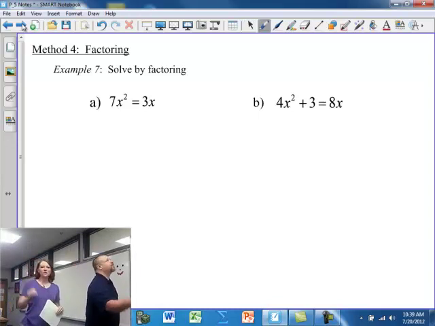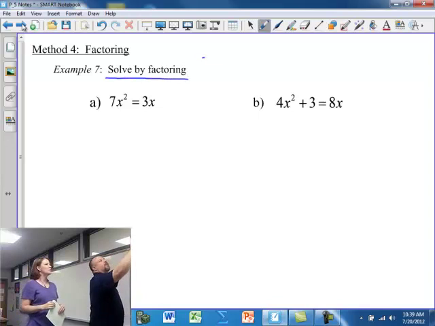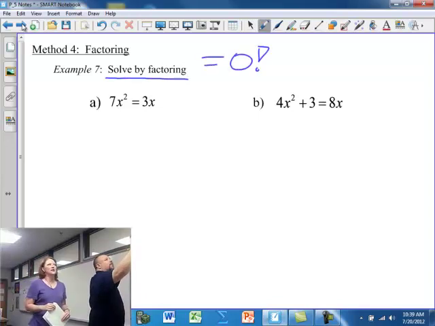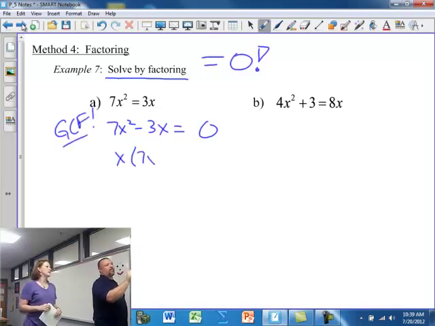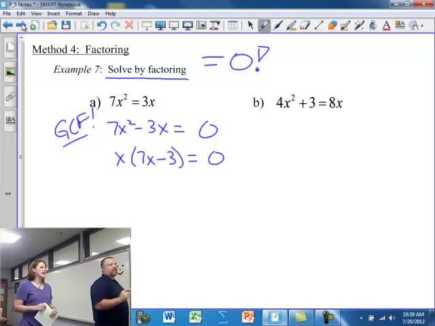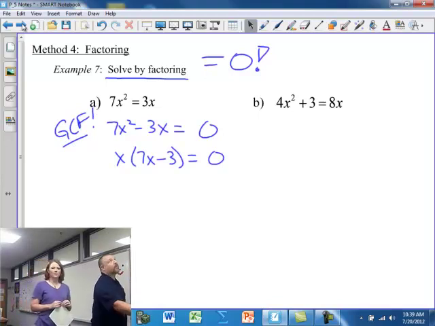Which means we need some actual answers. So, once again, to solve by factoring, to solve by quadratic formula, it has to equal 0. We cannot stress that enough. So on letter A, you're just going to minus your 3x over so that you get 7x squared minus 3x equals 0. First kind of factoring we want to check for is greatest common factor. So take out your x. We get x times 7x minus 3 equals 0.